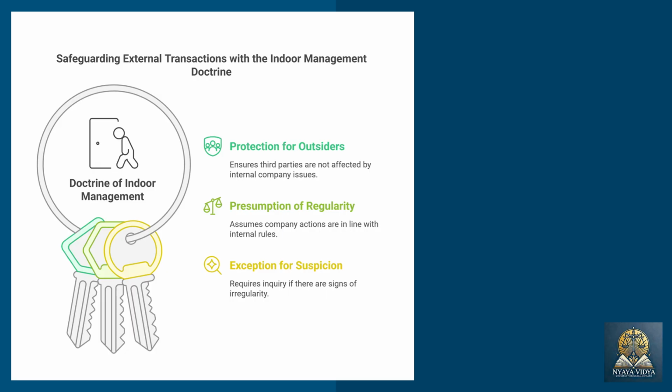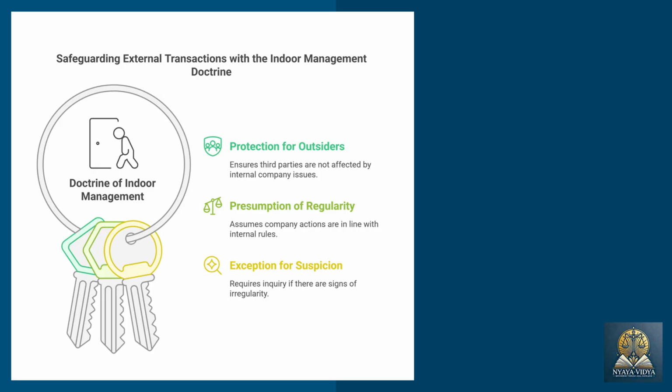And the second one is presumption of regularity. This principle assumes that the company's internal management is following all the rules and regulations. Therefore, outsiders can believe that the actions taken by the company's representatives are authorized. So, for the indoor management doctrine, we need to talk about protection for outsiders, presumption of regularity, and exception for suspicious circumstances.